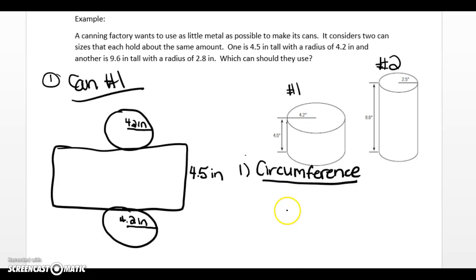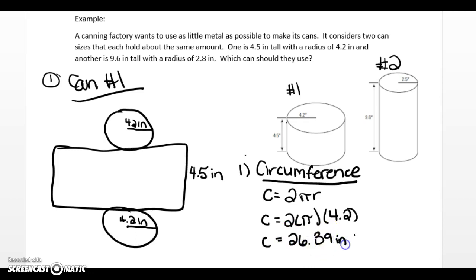So to find the circumference of your circle, your formula here is circumference is equal to 2 pi r, where r is your radius. And make sure here we're using the radius of that circle and not the height of that can, so the width of that rectangle. So we're going to go 2 times pi times your radius, which was 4.2. If you put that into your calculator, what we should find is that the circumference is 26.39 inches.